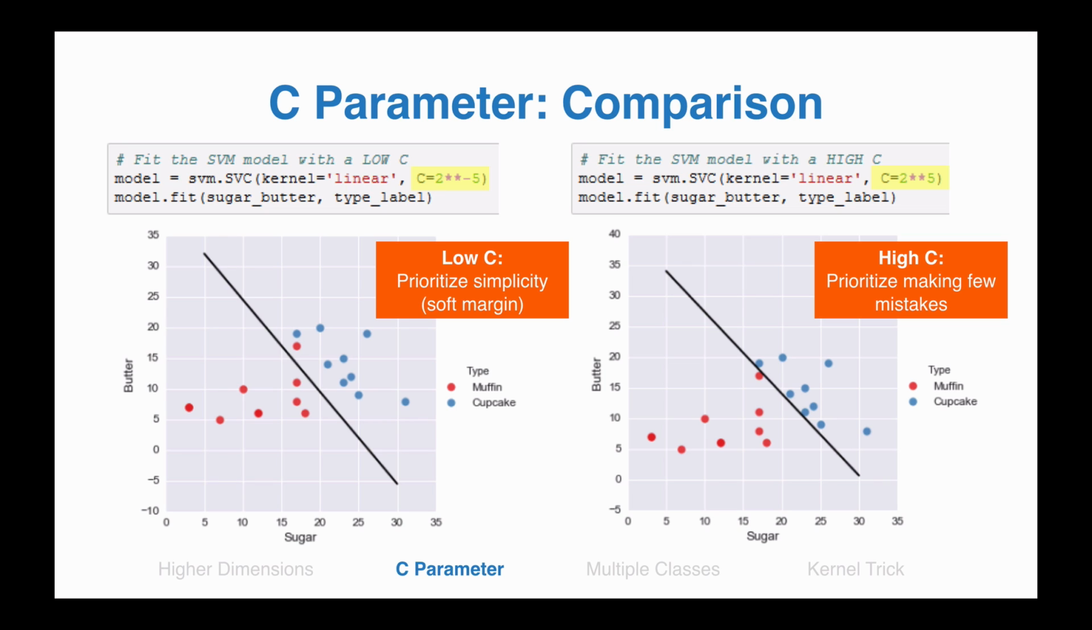There are few mistakes here, but in this case, we're probably overfitting because this model is so close to all those blue points. If you were to bring in a new recipe in the future, it might classify that incorrectly. So how do you pick the best C parameter? Well, you need to try different values of C, all the way from, let's say, 2 to the negative 5th to 2 to the positive 5th, and then see what the best C value is for your model.